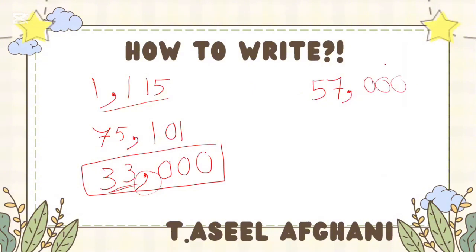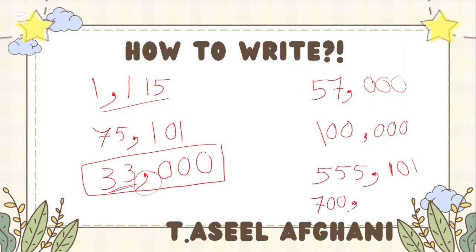What about 100,000? Good job. What about 555,101? Another one. 700,001. And you don't have anything in the tens and hundreds places. Did you see? If we said 500,100, that's it.